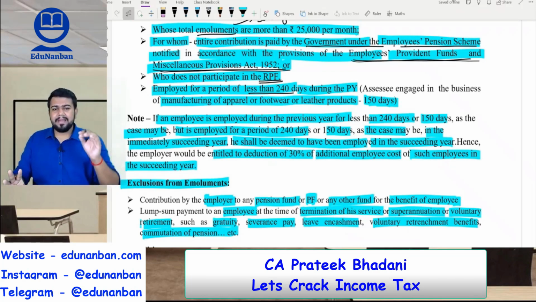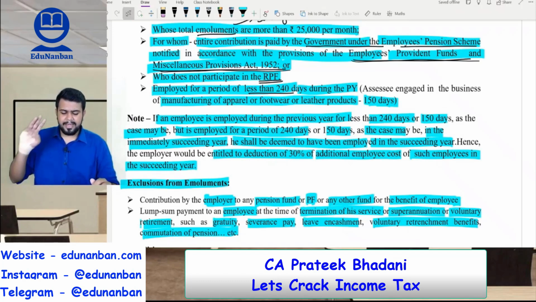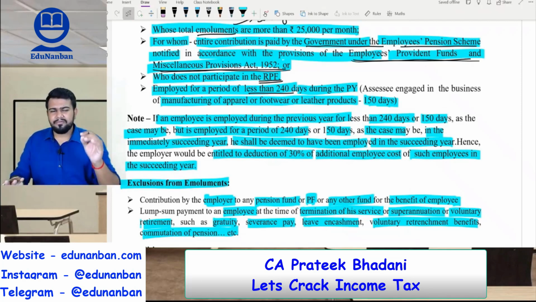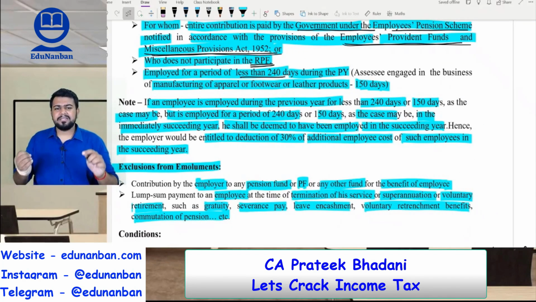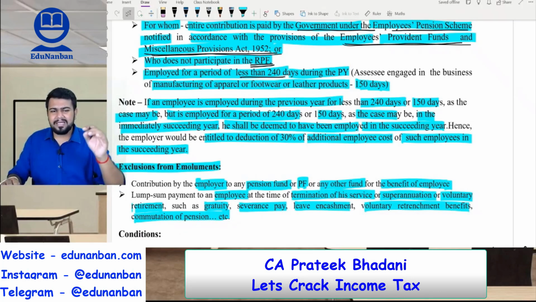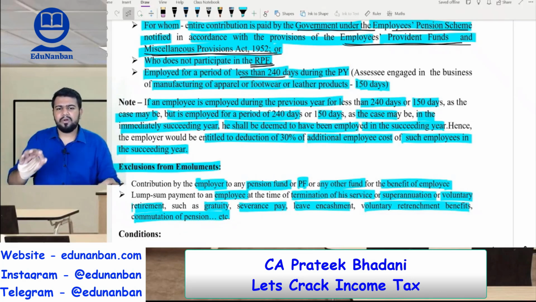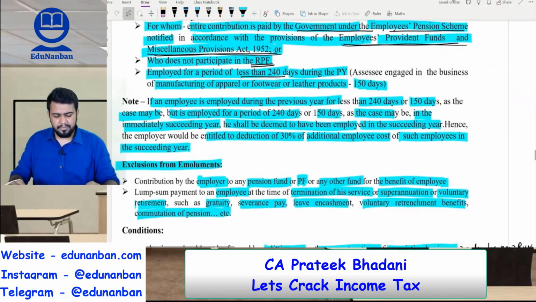Number 3. Any employee who does not participate in a recognized provident fund will not be counted. It means only employees who participate in a recognized fund will be counted as additional employees. So it is compulsory for the additional employees to participate in a recognized provident fund. Okay, and condition number 4, if the employee works less than 240 days, and in case of an assessee engaged in manufacturing of apparel, footwear or leather products, if the employee works for less than 150 days, then such employees will also not be counted as additional employees.